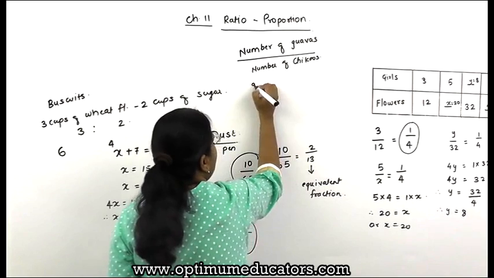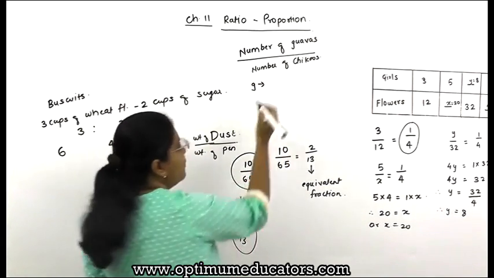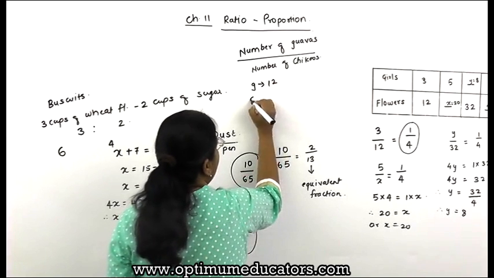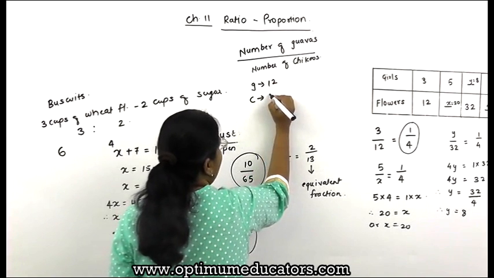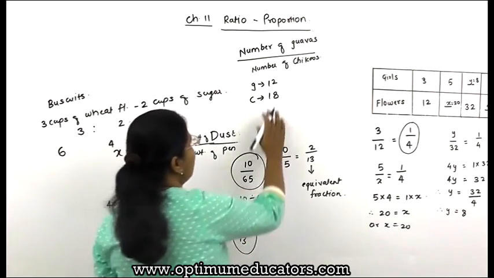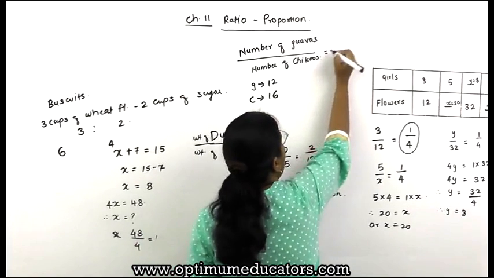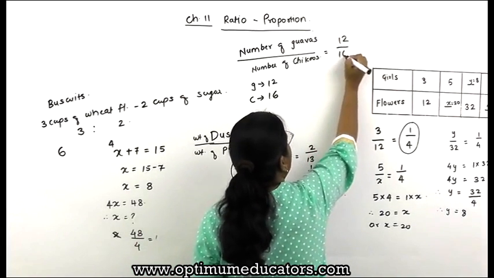What are the number of guavas? For guava I will write G. There are 12 guavas, and for chikku I will write C, that is 16. Sorry, 16 chikkus. Okay, so 12 upon 16.